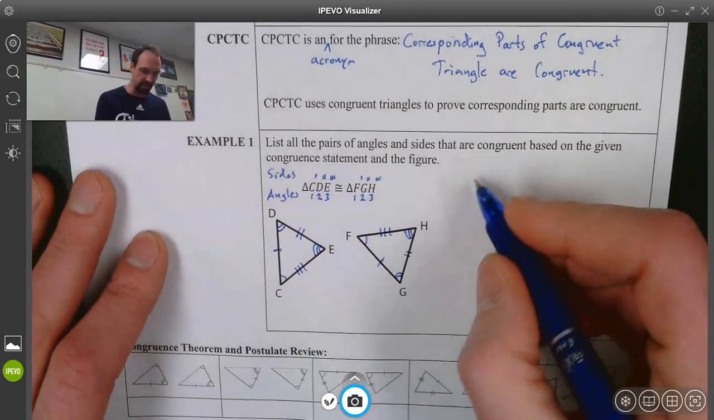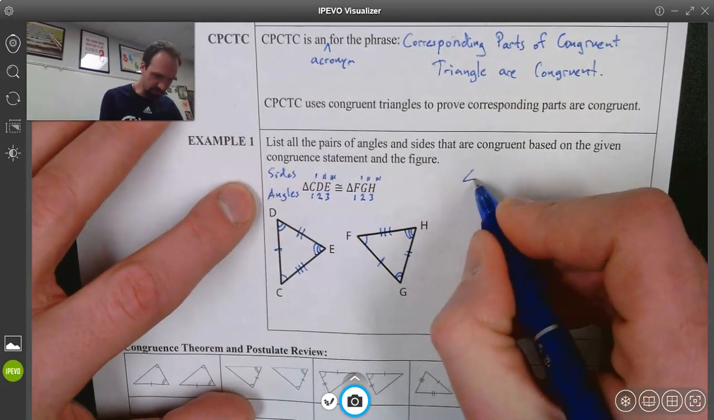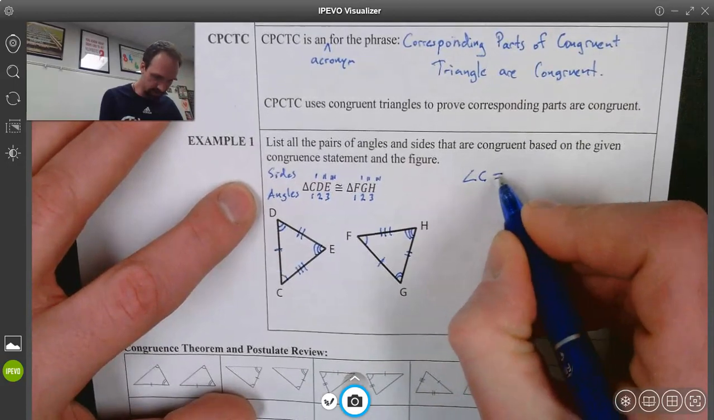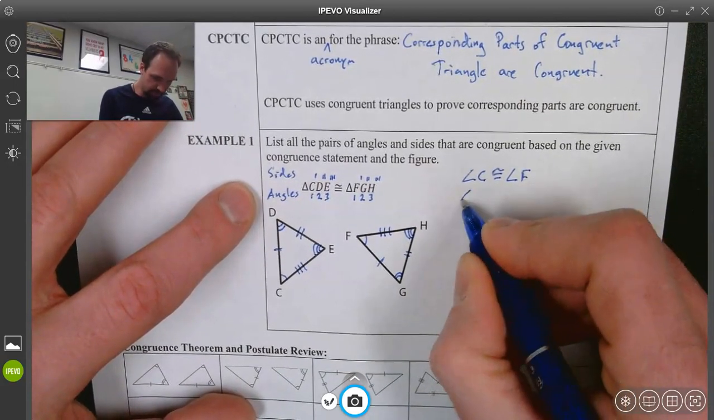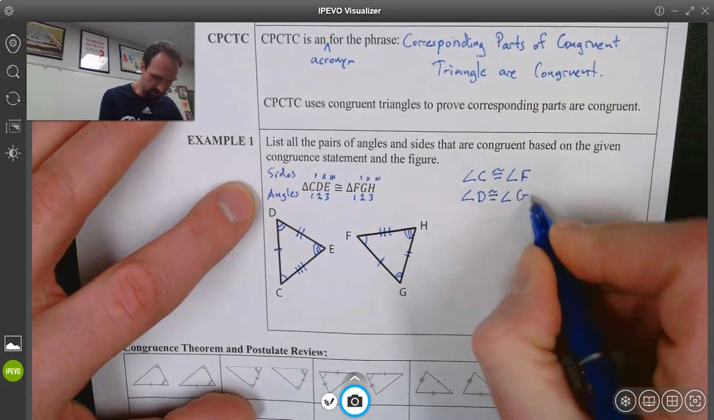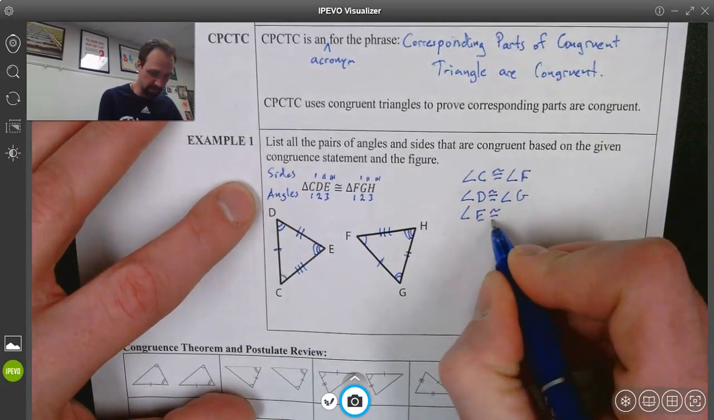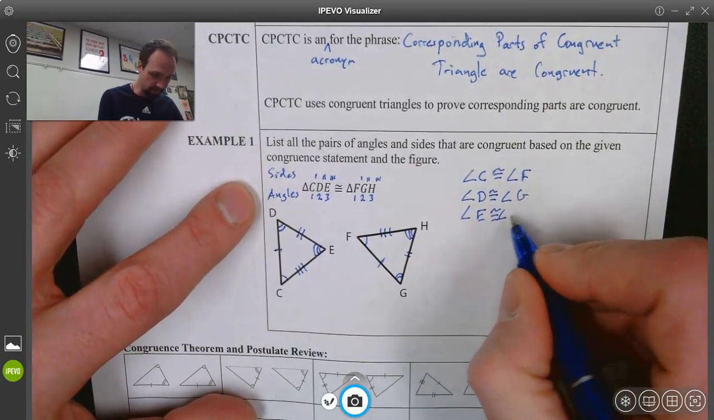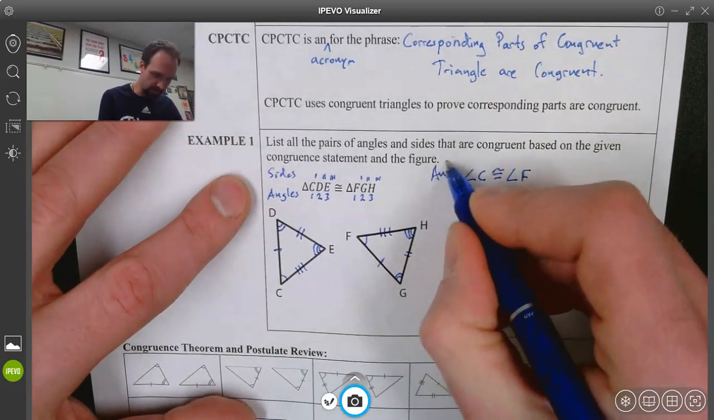So the statements, let's do the angles first. So angle C is congruent to angle F. Angle D is congruent to angle G. Angle E is congruent to angle H. And then, now let's do the sides.